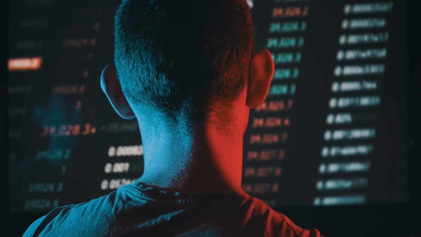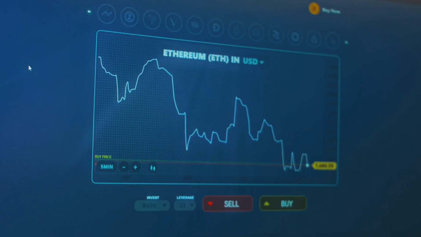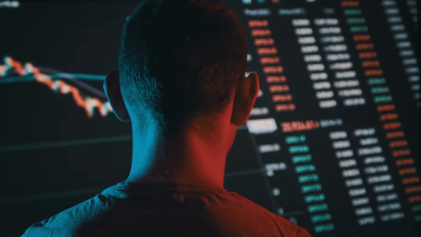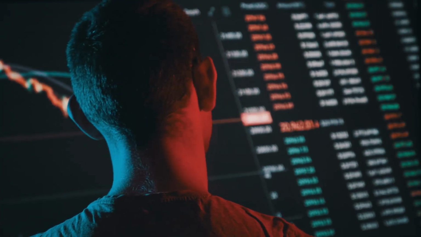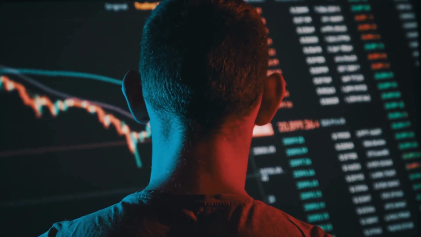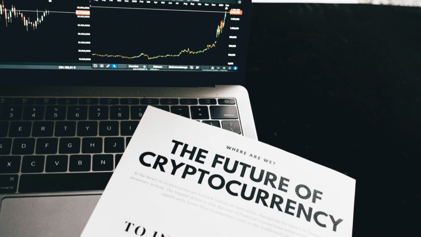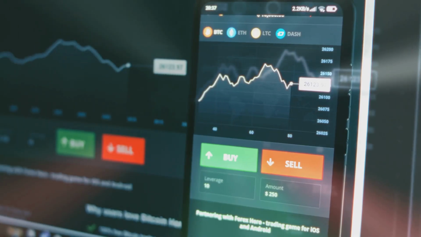A market order is the most basic type. It is an instruction to buy or sell immediately at the current best available price. When you place a market order, you are prioritizing speed of execution over a specific price point. This order type is very common, especially for beginners in the crypto space. It is straightforward to use.